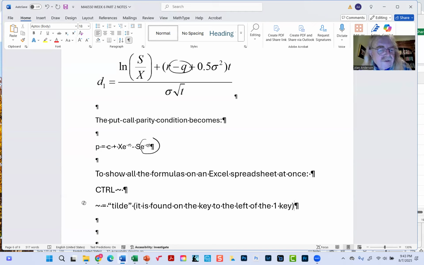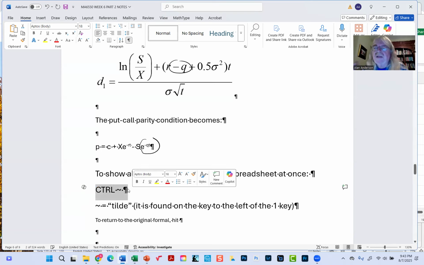Take a look. There it is. It's the shift capital on this key right here. God only knows what it's doing there, but it's got tilde. If you hit shift and then that button, actually, if you do it with the Control, you don't need to bother. Just Control and that tilde button. So what will happen is it'll show you the formulas. To return to the original format, do the same thing. So you can toggle back and forth between them.